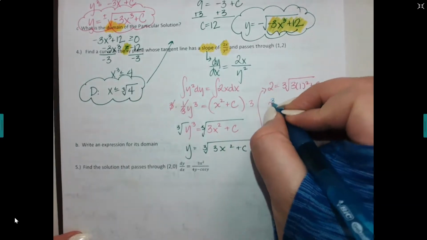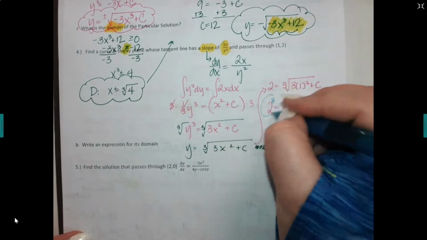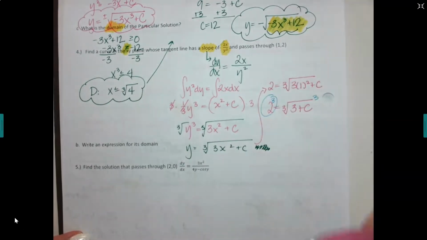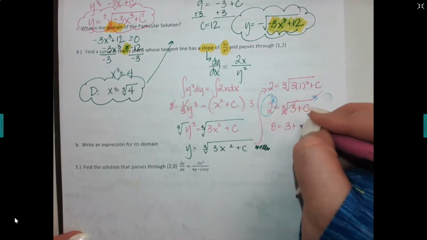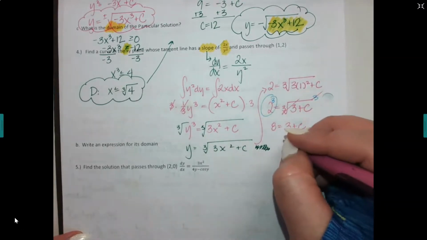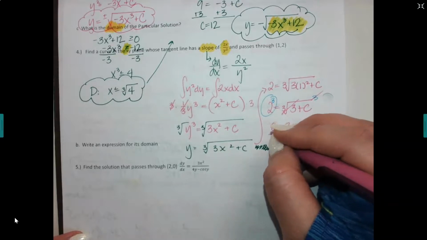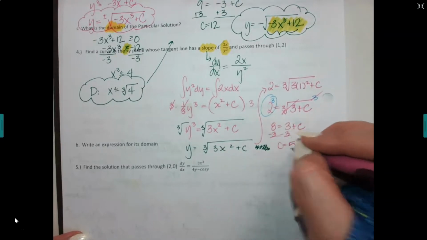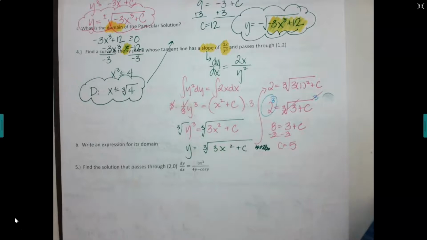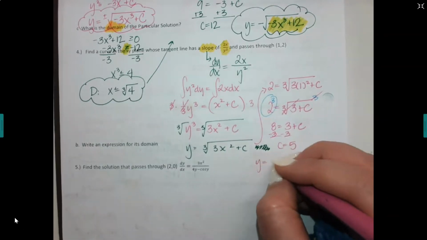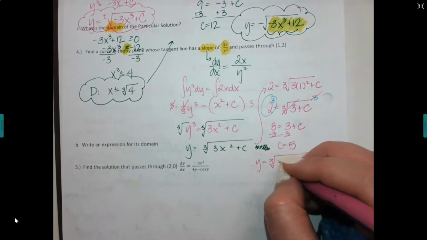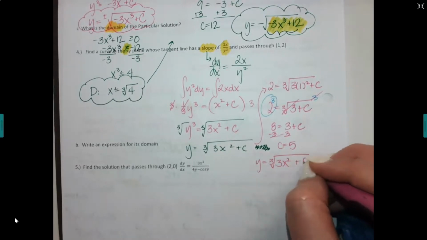So I'll put a 3 here, 3 here. What's 2 cubed? 8. Cubic and cubic root cross out, so just the middle is left, 3 plus c. Minus the 3 across, then c is 5. And then this is where it becomes super important that you don't leave your answer chunked out like that. You need to rewrite the full solution. So my full solution would be y equals cubic root of 3x squared plus 5.